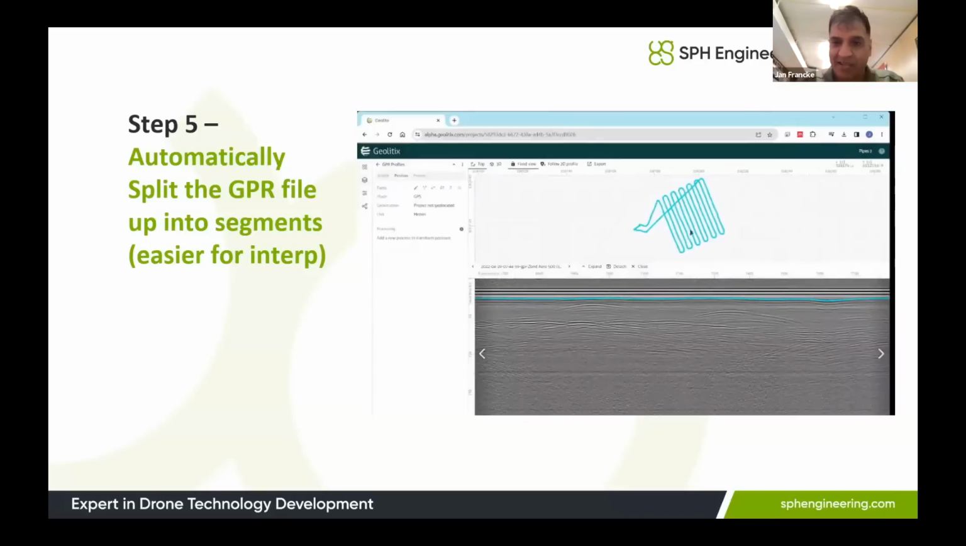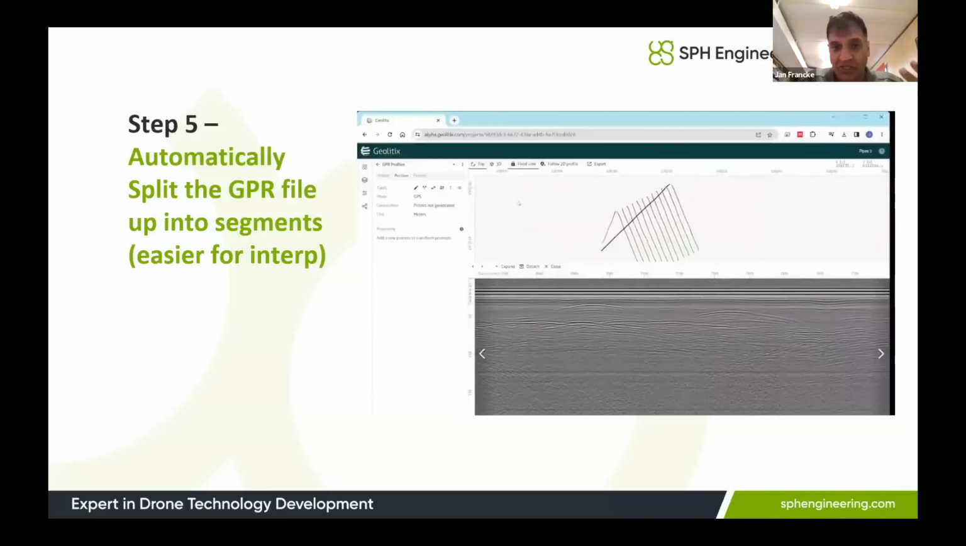All right, our next step is we want to take the radar data and split it into different segments. Why do we want to do that? Because quite often, if we're not mapping geology, it doesn't matter, it's just kind of a flat lying thing. But if we're looking for a discrete target, like a pipe, for example, it's so much easier to flip through the profiles one by one if they're all oriented the same way and they're all lined up. So in Geolytics, there's a way of automatically doing that.